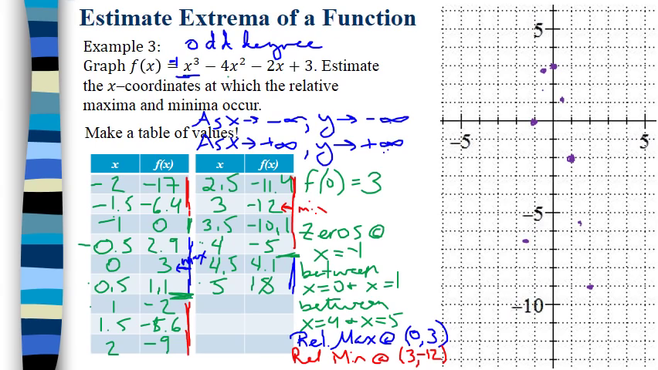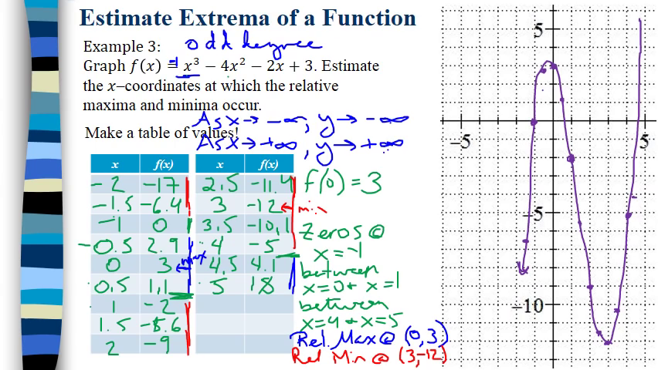(2.5, -11.4) is going to be about here. (3, -12) is right here. (3.5, -10.1) is here. (4, -5) is right here. (4.5, 4.1) is here. And (5, 18) looks like it's off the grid. So I'm going to draw this so that we have the 0 drawn. So it's going to come down and then up and then back down.